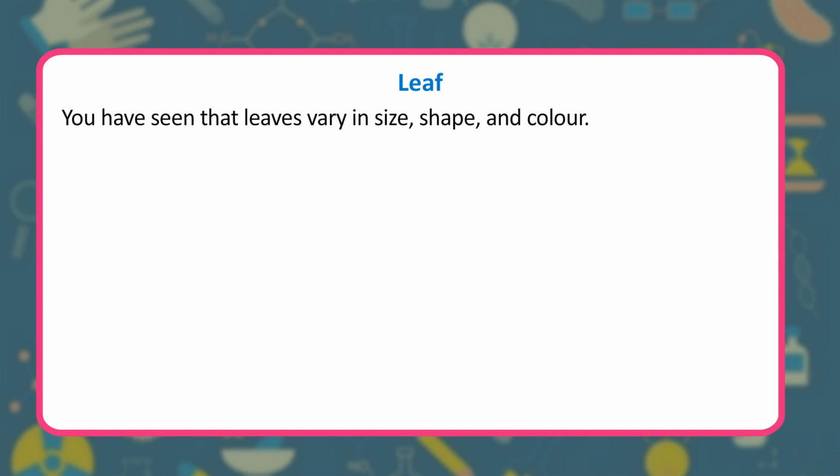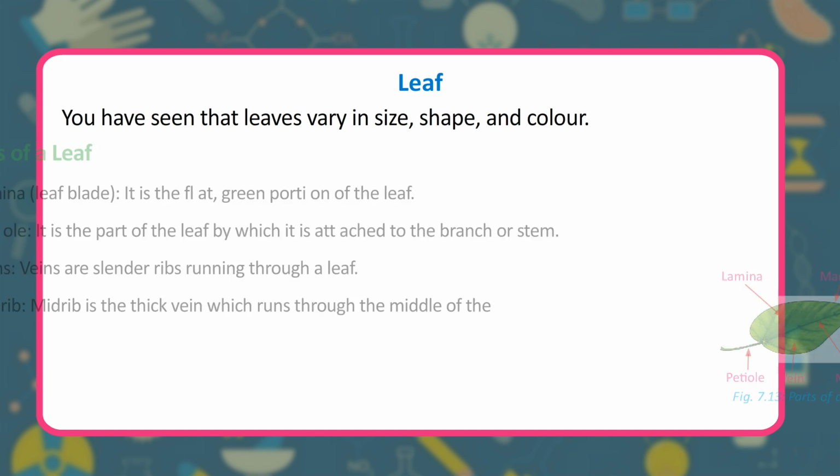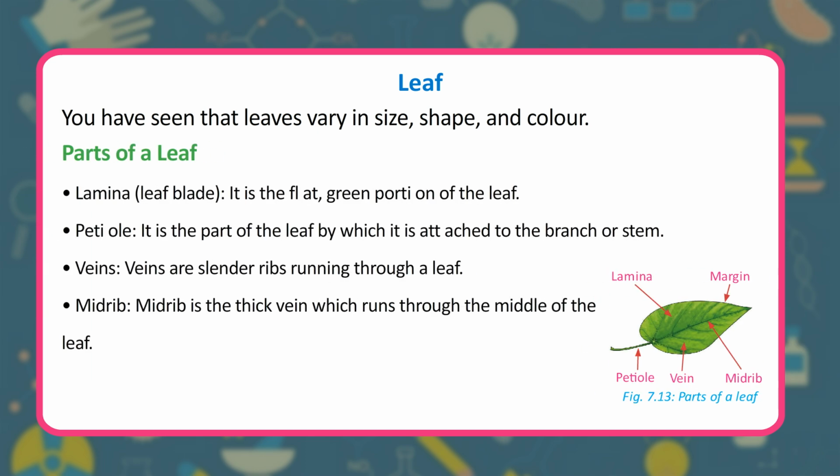Leaf. You have seen that leaves vary in size, shape, and color. Parts of a leaf. Lamina, or leaf blade, is the flat, green portion of the leaf. Petiole is the part of the leaf by which it is attached to the branch or stem. Veins are slender ribs running through a leaf. Midrib is the thick vein which runs through the middle of the leaf.